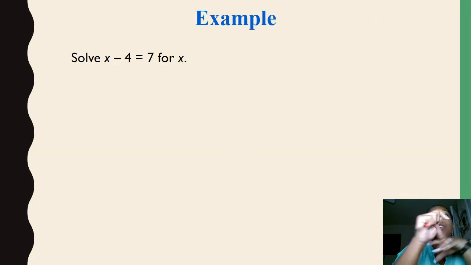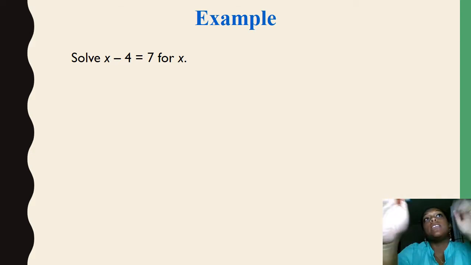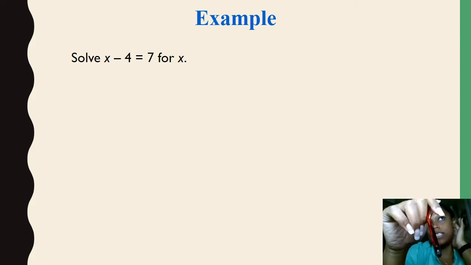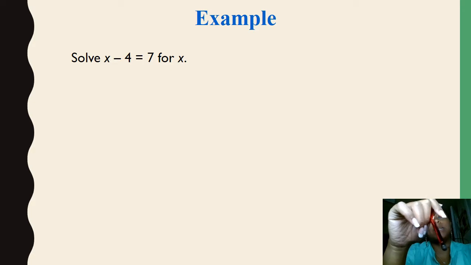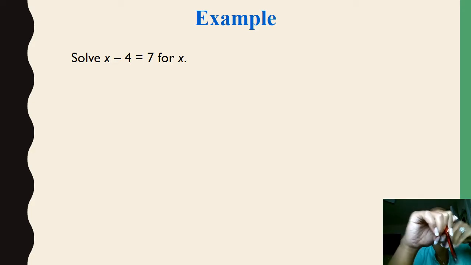Hello. So I remember I promised you guys that we would have a video over solving equations. So here it is. We have x minus 4 equals 7, and that is what we call a one-step equation, because it's only going to take us one step to get our variable by itself.